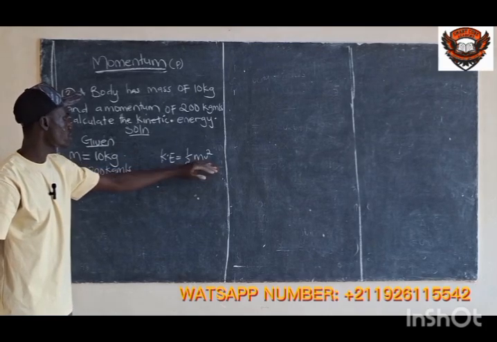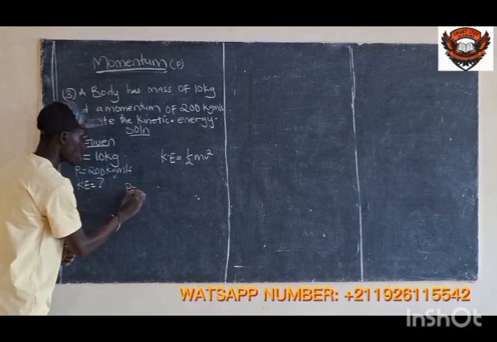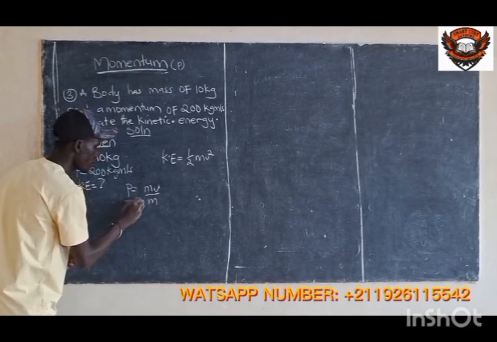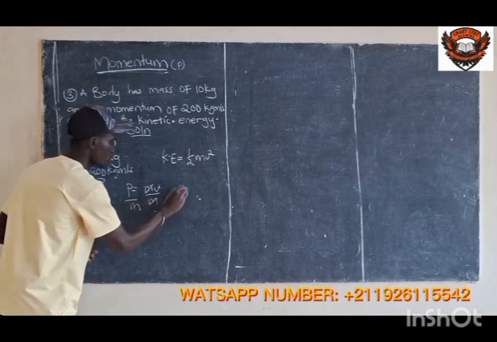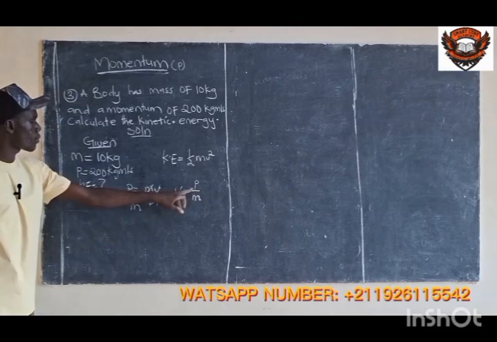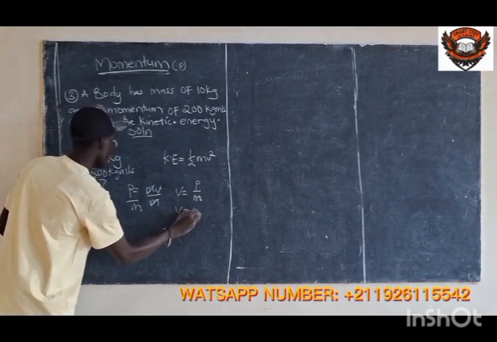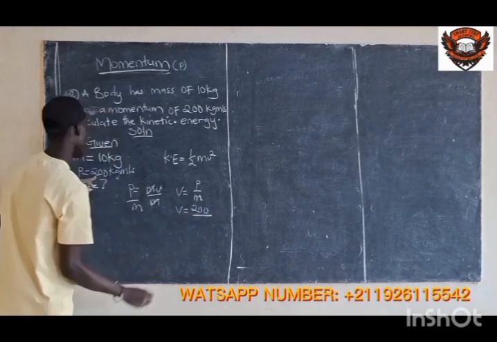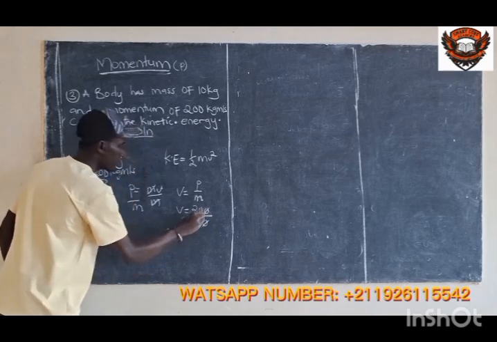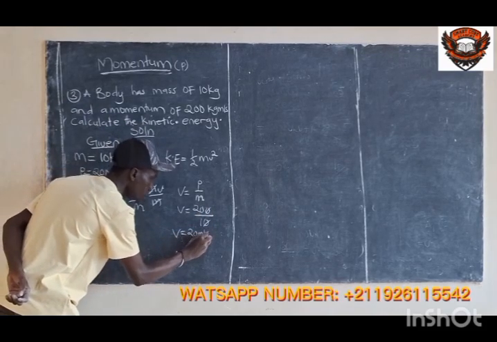Now, if you look at this formula here, we have our mass, but we don't have the velocity. For us to find the velocity, we first go back to the formula of momentum, which says p is equal to mv. We divide by m, m and m cancel. We get v is equal to p over m, so momentum divided by mass. We put the momentum, v is equal to 200 over mass, which is 10. So we find our velocity as 20 meters per second.